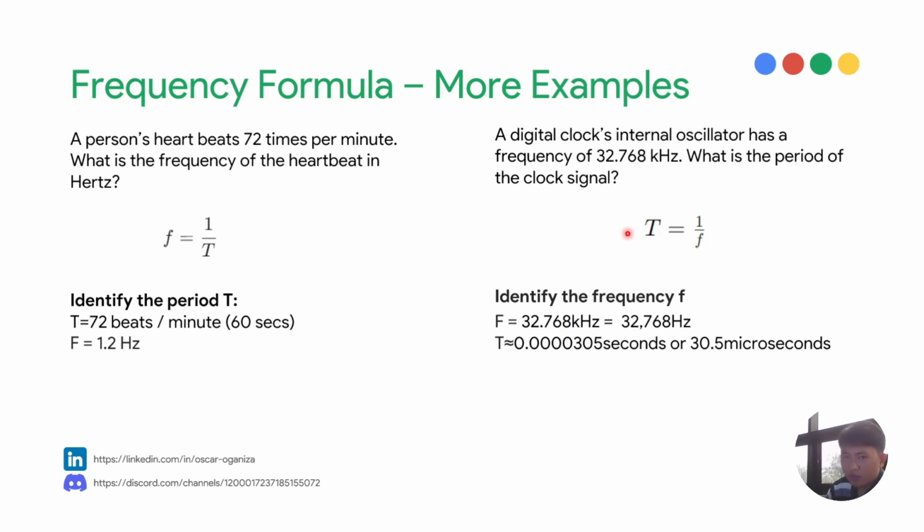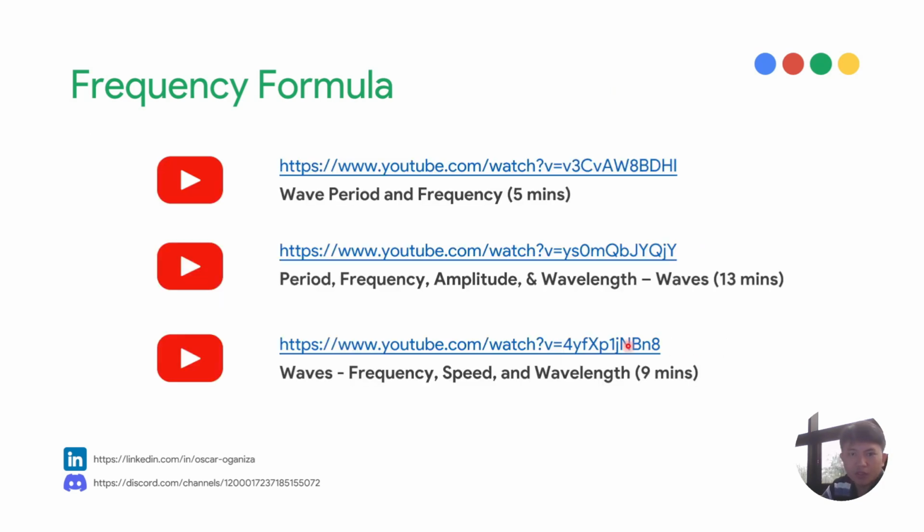Let us use direct substitution again. The period is 0.00003 seconds. Or you can also convert it into microseconds if you don't want long strings of zeros. Okay, so again, we have to make sure that we use seconds as the basic unit with hertz.